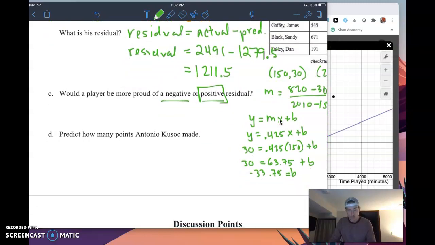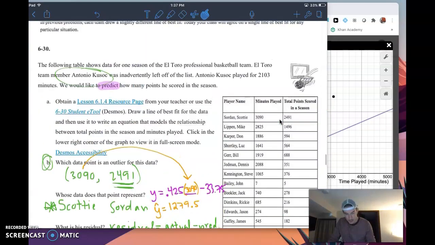because that means they scored more than was actually predicted of them. Okay, real quick, how many points did Anthony Kusoc make? Well, we're going to go ahead one more time. We're going to use our prediction model. And we were given, and notice I left that X blank, we were given some info about Anthony.